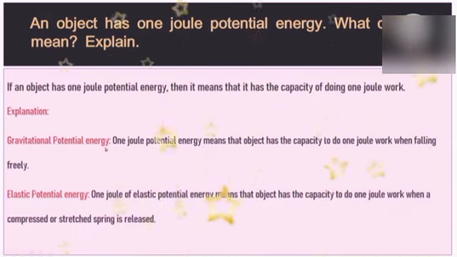Gravitational potential energy: 1 joule potential energy means that the object has the capacity to do 1 joule work when falling freely. Elastic potential energy: 1 joule of elastic potential energy means that the object has the capacity to do 1 joule work when a compressed or stretched spring is released.